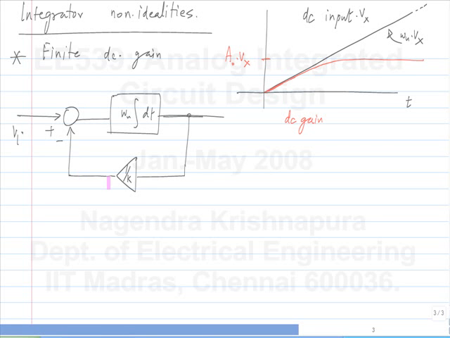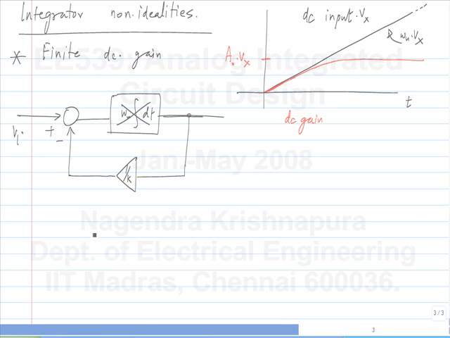Okay. Now, clearly that cannot be the case, because with finite DC gain, when steady state is reached, the output is constant, the input has to be that divided by A naught. So, there has to be some difference between the input and the fedback quantity. Okay. So, with an ideal integrator, that difference was 0, the steady state difference between the input and the fedback quantity. With an integrator whose DC gain is finite, the difference is not 0. Okay.